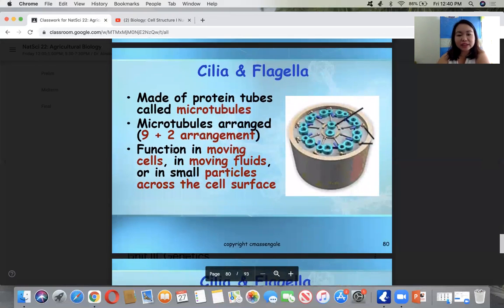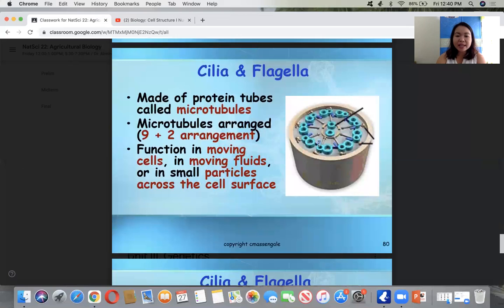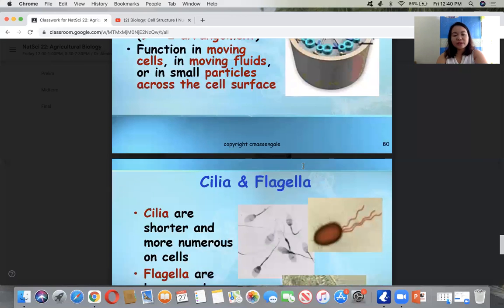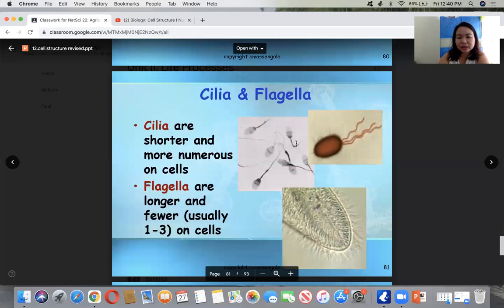The cilia and flagella, which are very specialized structures found in some organisms, are made of protein tubes called microtubules, arranged in a 9+2 arrangement, and function in moving cells, or moving fluids or small particles across the cell surface. Cilia are shorter and more numerous on cells, while flagella are longer and fewer, usually 1 to 3 on cells. So these are the cilia and the flagella.